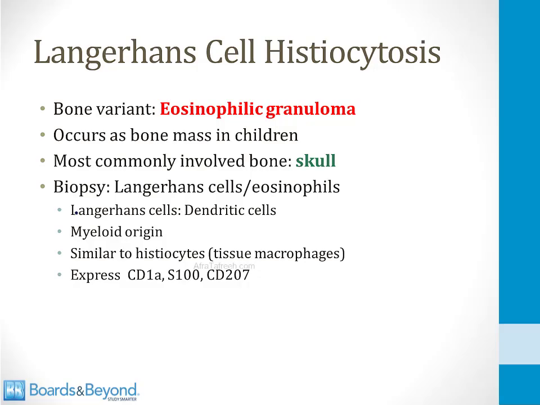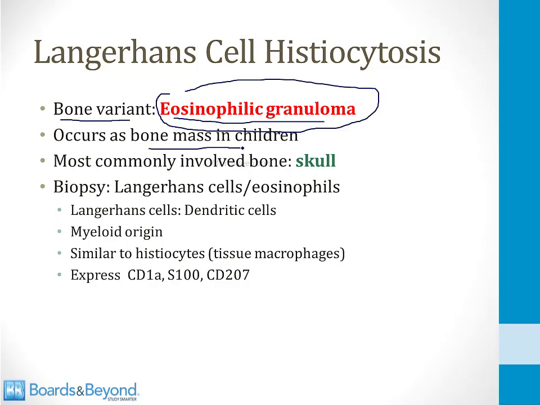I'll finish this video with this slide on a rare disorder called Langerhans cell histiocytosis that can mimic many of the bone tumors we've talked about in this video. I talk about Langerhans cell histiocytosis in more detail in the hematology section in the video on myeloproliferative disorders, but in Langerhans cell histiocytosis, there is a growth of cells called Langerhans cells, and there are a number of ways this disorder can present, but one of them is a bone variant called eosinophilic granuloma. And in this variant of Langerhans cell histiocytosis, a bone mass grows in children, and the most commonly involved bone is the skull.